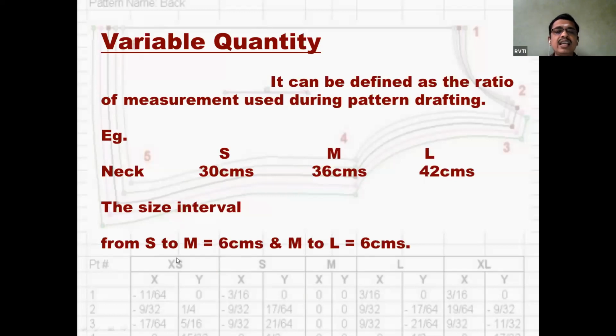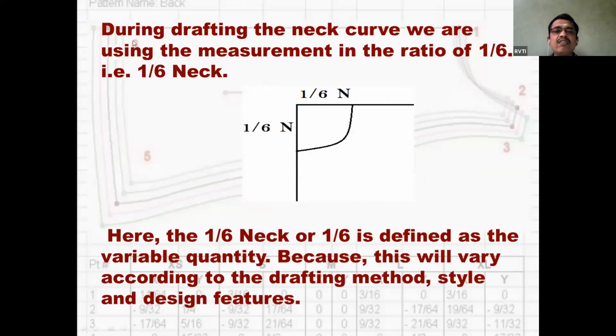So normally here the size interval is 30 to 36, 6 centimeter. The size interval for S to M is 6 centimeter and M to L is 6 centimeter. This is the size interval. Then for the variable quantity, with the help of the measurement we apply some ratio. Here we are drafting the neck. For example, I can't use the entire neck measurement while drafting.